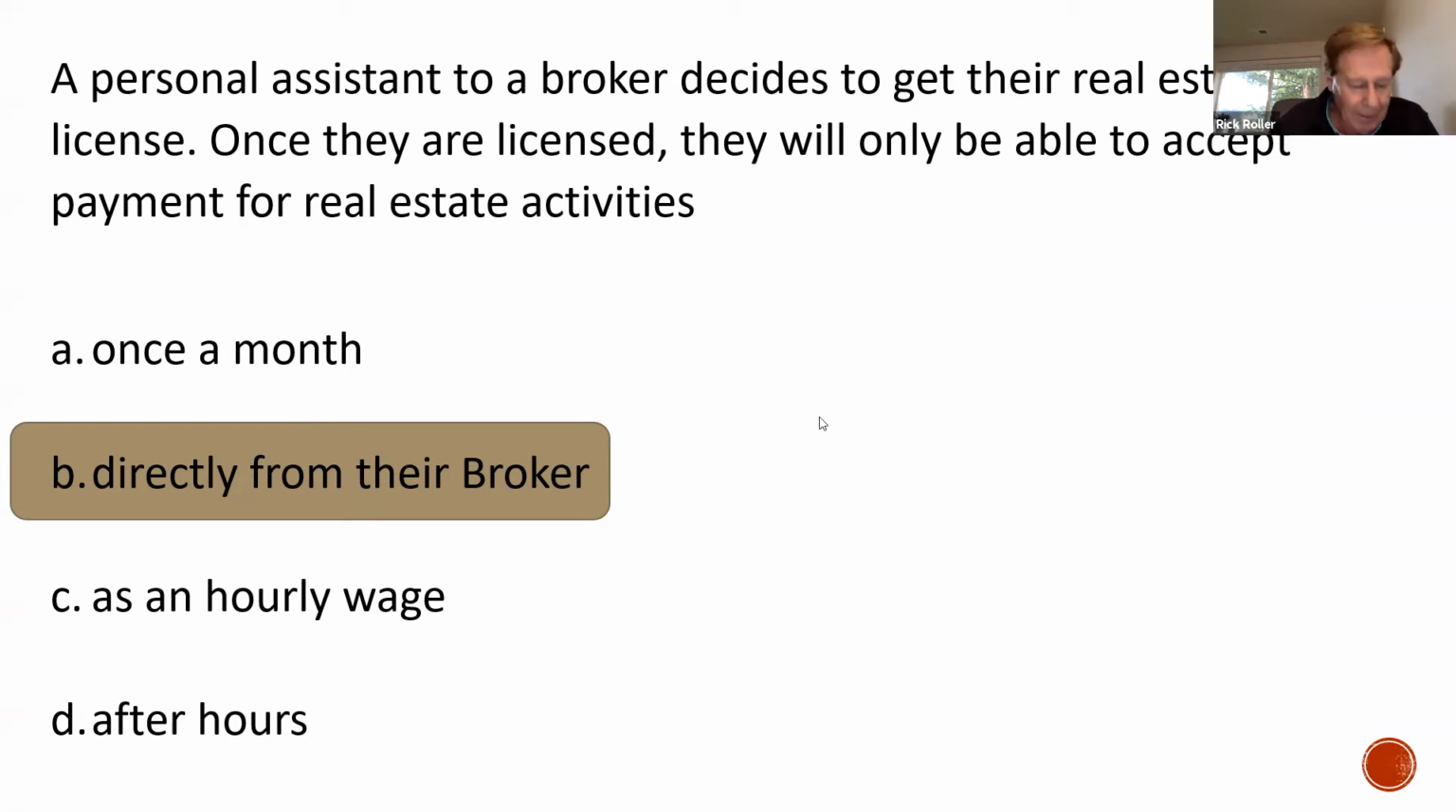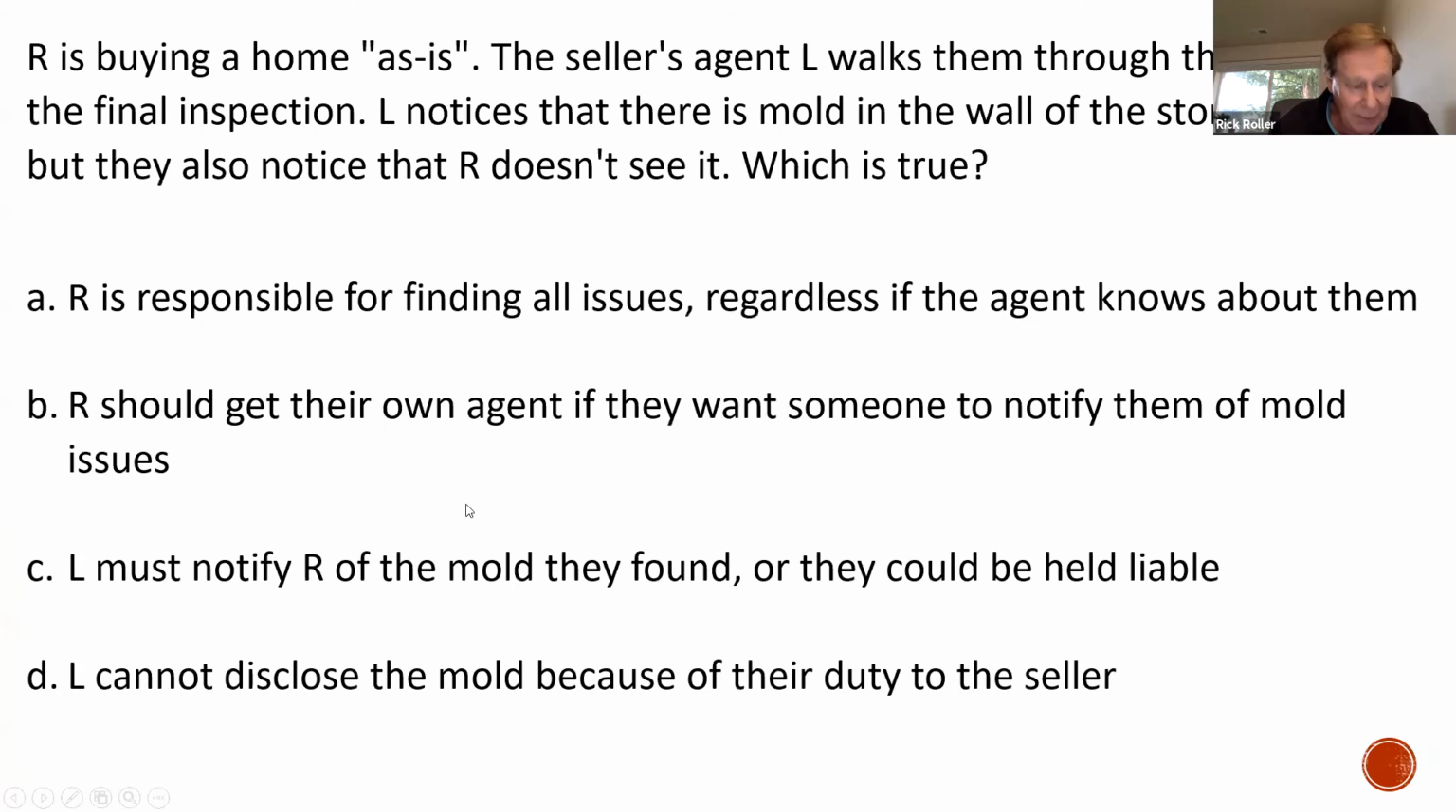Okay. The next question is, R is buying a home as is. The seller's agent L walks through the home for the final inspection, and L notices there was mold in the wall of the storage room, but they also notice that R didn't see it.